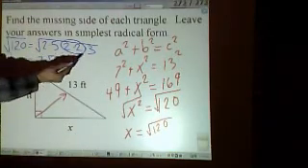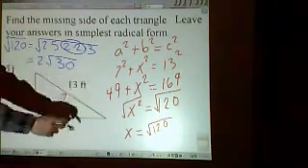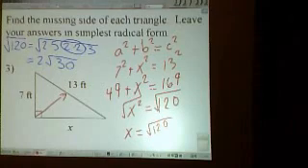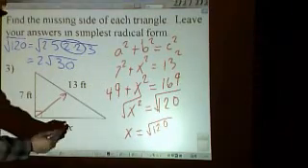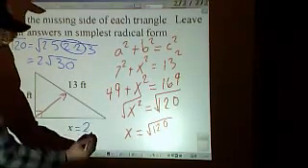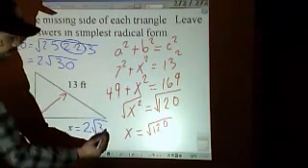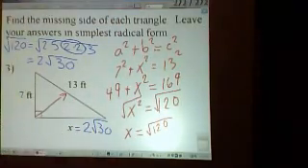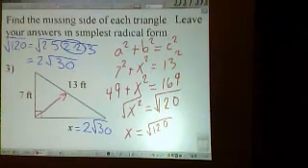And 2 times 5 is 10. 10 times 3 is 30. So we get 30 in there, okay? So there you go. You could also say that x equals 2 root 30. All right? 2 root 30. And so there you go.